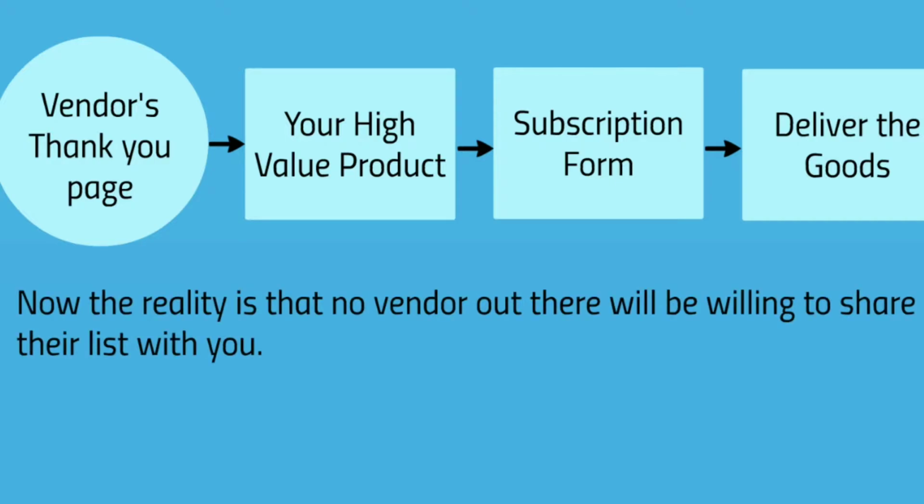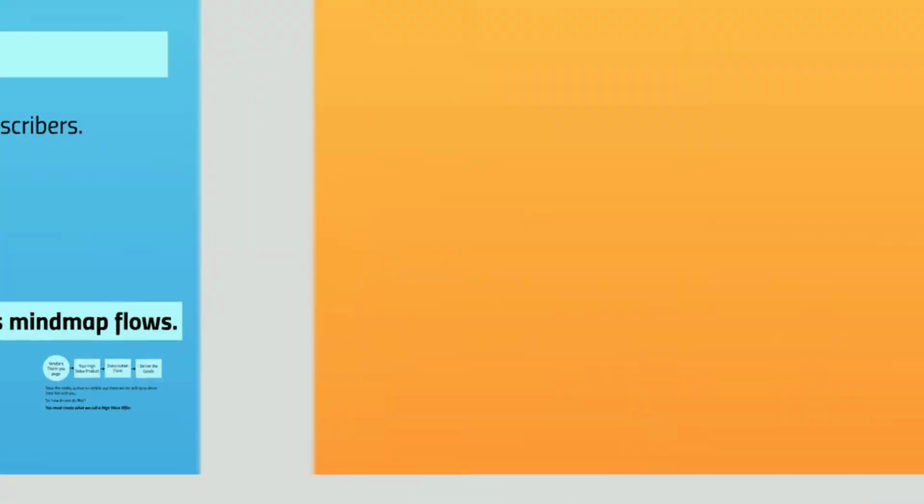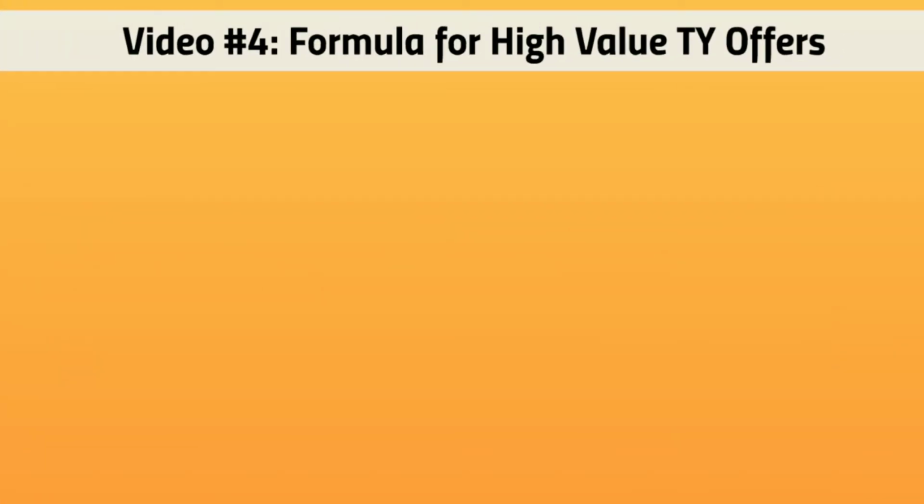Now, the reality is that no vendor out there will be willing to share their list with you. I will say that up front: no vendor out there is going to share their list with you. So how do you overcome this? Well, you must create what we call a high value offer. So in this case, this is this right here. That's basically how that formula works.